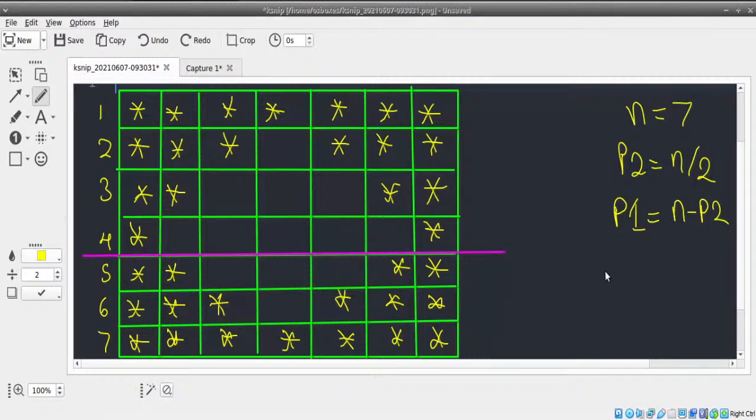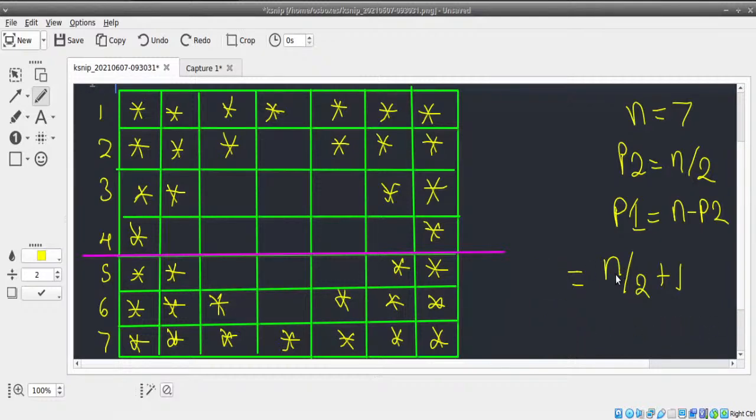Yes, you can also do n by 2 plus 1 and store P1 first, and then make P2 equal to n by 2, or in other words, P2 is equal to n minus P1. We can do any of these.